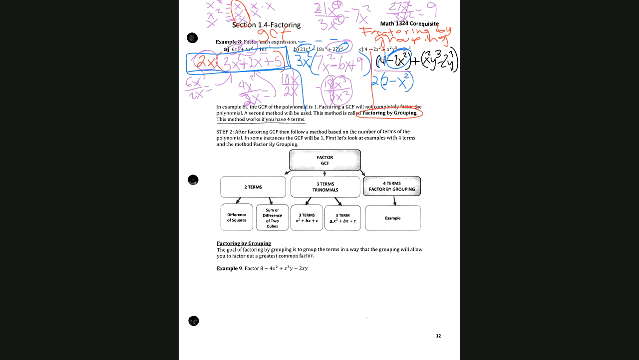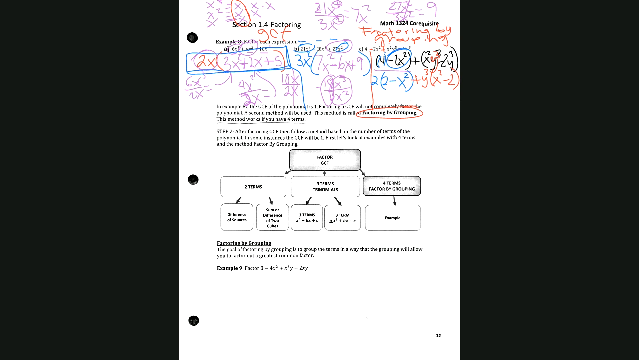Now for our next group, we could factor out y to the third power, since they both have it in common. So we take that factor out, and we will get x squared minus 2.